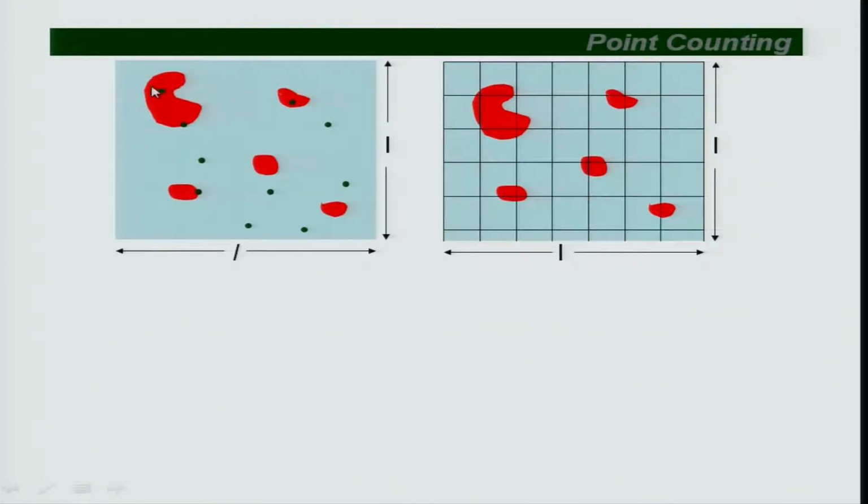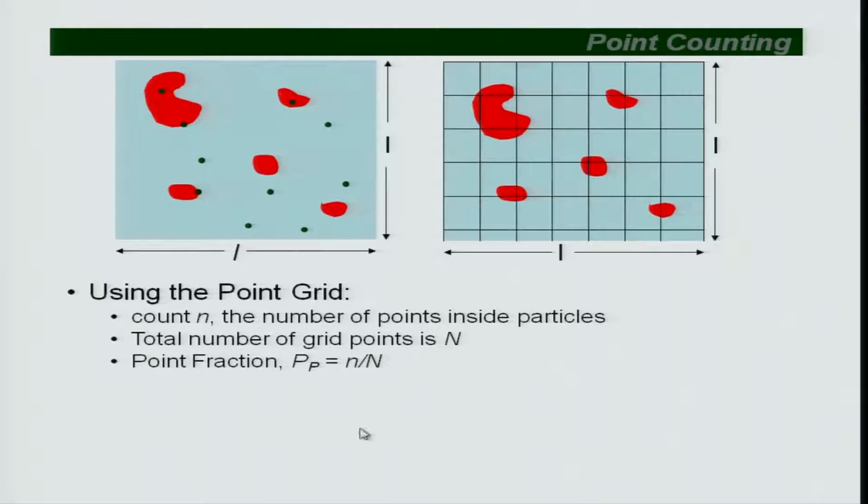Why will we only look at the grid of points? Well, it is far easier to count points in a grid, because we just have to systematically follow the horizontal lines and count the points. In random point count we are liable to make many mistakes in counting. So, let us see, using the point grid, count n, the number of points inside the particle. So, this is a point inside the particle, this is a point inside the particle, and so on.